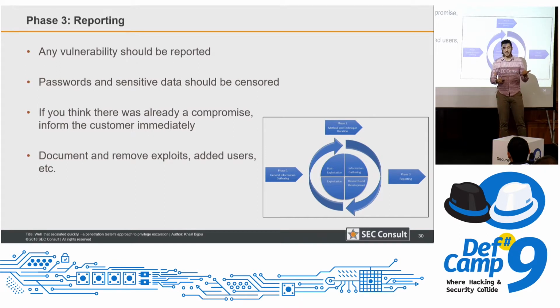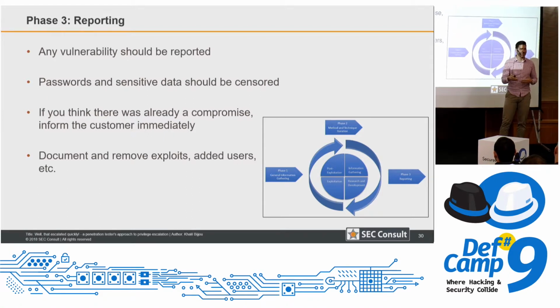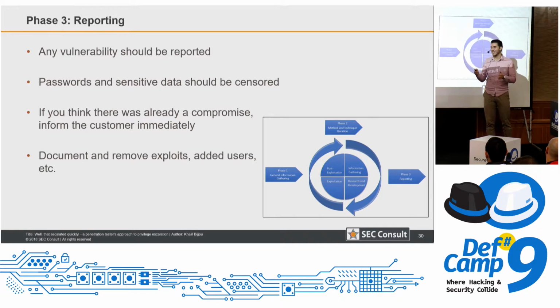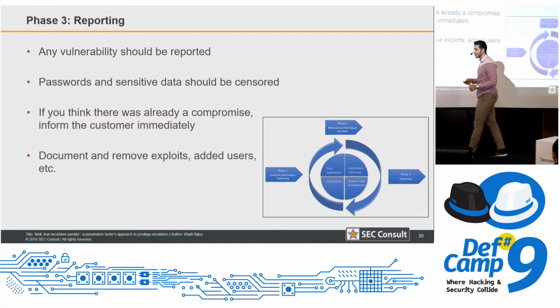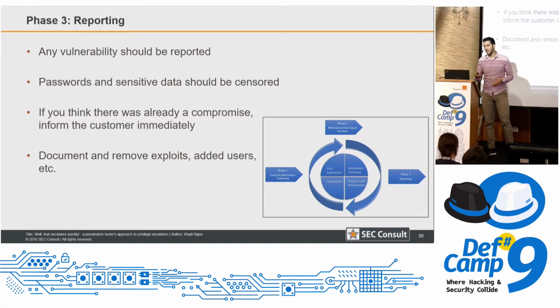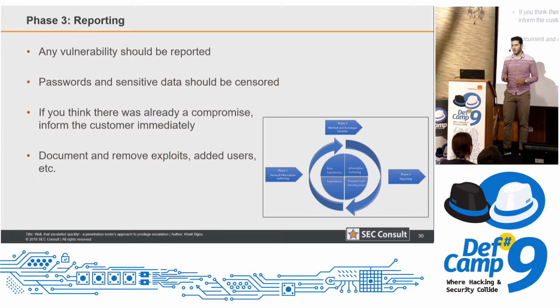Also, passwords and sensitive data should always be censored, because you don't know who will get access to the report. And you don't want the domain admin password to be known to everyone, right? Also, sometimes you get access to a system and notice, hey, someone else was already on the system, like there was another exploit already in some folder or something like that. If this is the case, you should immediately contact the customer and then discuss how to proceed.